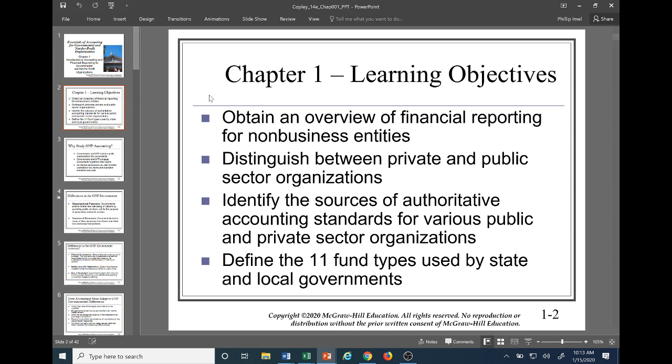So now for Chapter 1, some of our learning objectives. We're going to obtain an overview of financial reporting for non-business entities. We're also going to distinguish between private and public sector organizations, identify the sources of authoritative accounting standards for various public and private sector organizations, and then define the 11 fund types used by state and local governments.